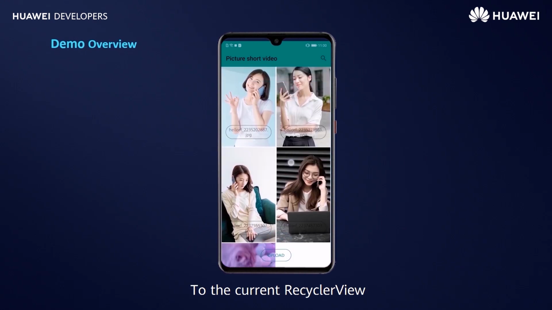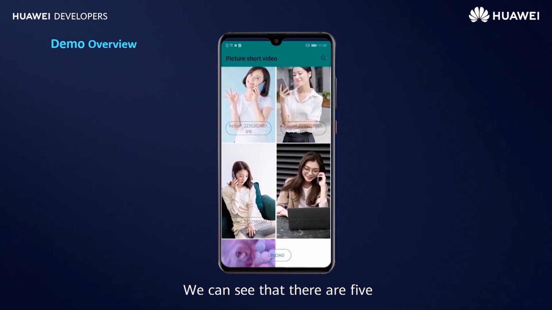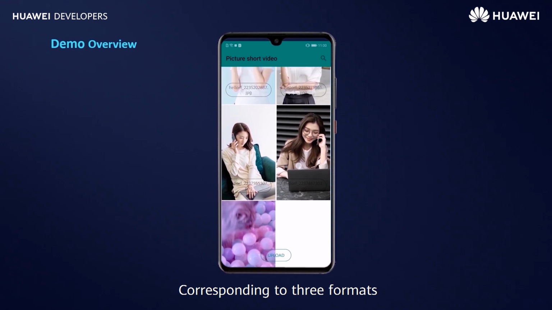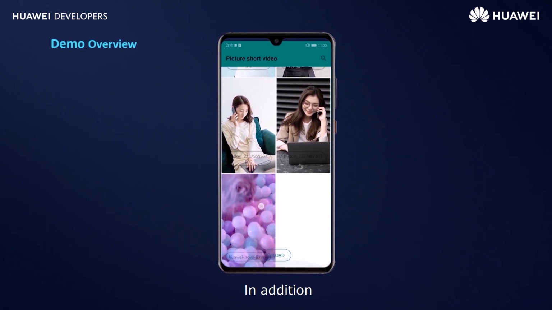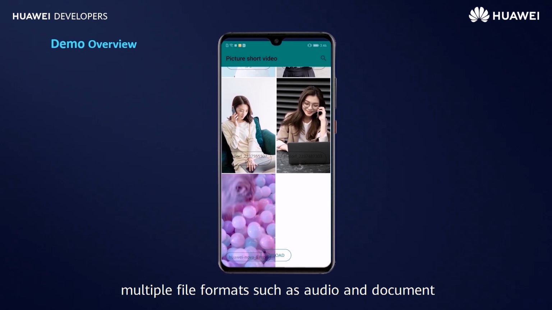In the current recycler view, we can see that there are files and data in cloud space, corresponding to three formats: JPG, PNG, and MP4. In addition, Huawei Cloud Space also supports multiple file formats such as audio and document. We have some awesome pictures, for example, a promotion design of a mobile phone. We want to keep them permanently to view anytime, anywhere.